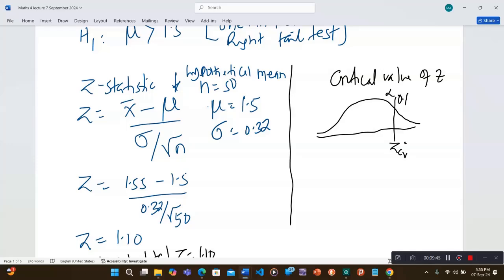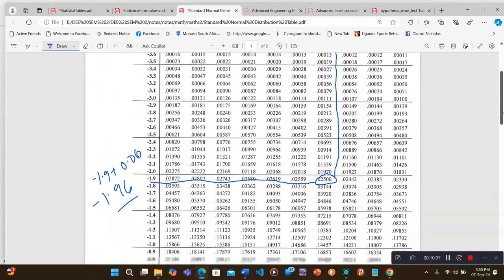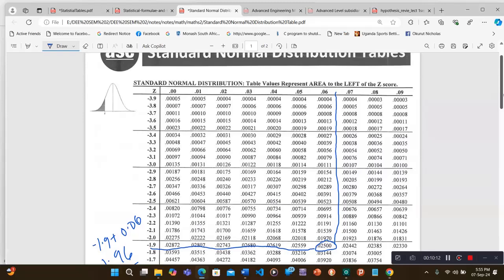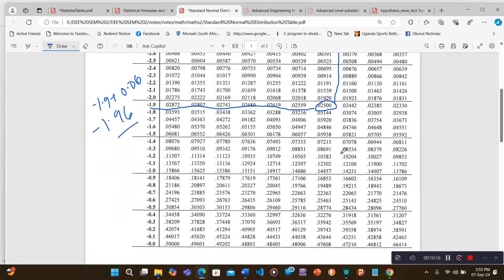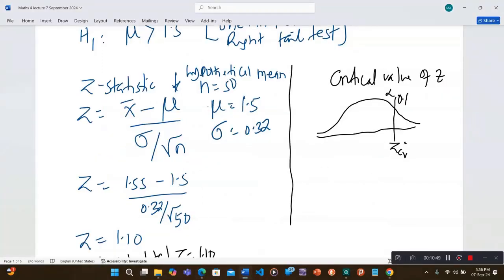So that is 0.1. So we come here and look for the value that corresponds to 0.1. I can see the 0.1 is approximately equal to 0.10027. I can take that value, and I have 0.08 there, and it is on the row of negative 1.2. So we take negative 1.2 plus negative 0.08. So this is negative 1.28.